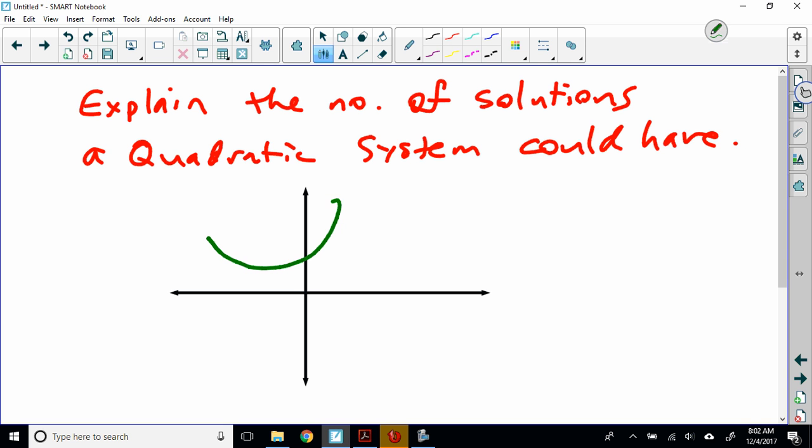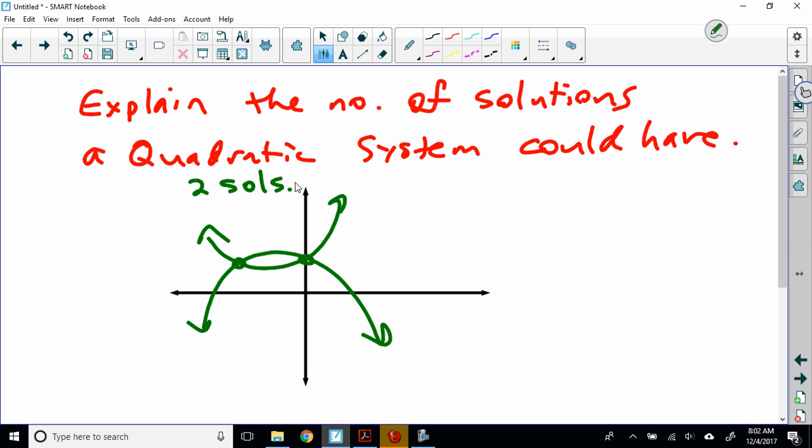I might have a parabola that looks like this and another parabola that looks like this. So that might be one instance of a quadratic system. How many solutions does that have? That doesn't actually have four solutions. The solutions are where the lines meet. Two. The two solutions would be that point of intersection and that point of intersection. Okay, so two solutions is one of the answers to this. Is this making sense so far? A little bit? Okay, cool.